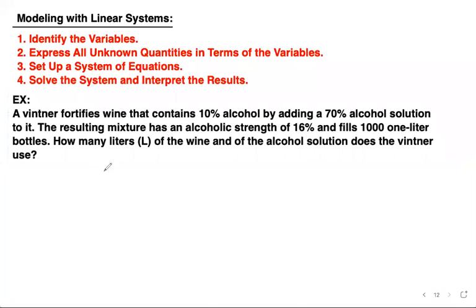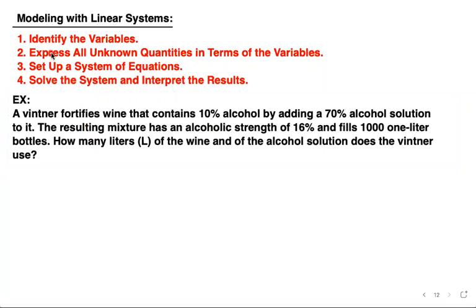A vintner fortifies wine that contains 10% alcohol by adding a 70% alcohol solution to it. The resulting mixture has an alcoholic strength of 16% and fills 1,001 liter bottles. How many liters of the wine and of the alcohol solution does the vintner use? Okay, exactly. So the question in the exam comes like this.